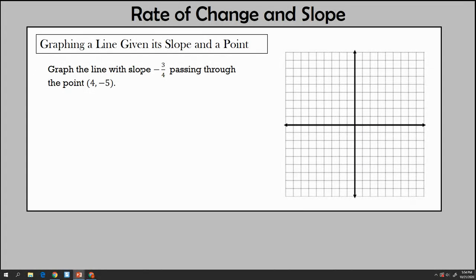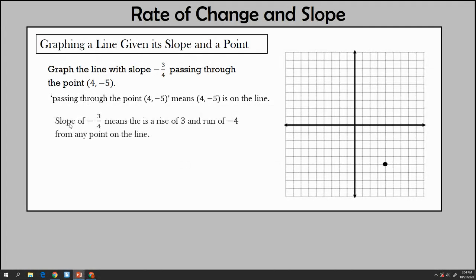All right. So the graph of the line has got a slope of -3/4 and goes to the point 4, -5. So now they're not giving us the intercept, but they're giving us a point. And that's going to be our starting point. So when they say passes through the point 4, -5, that means the point 4, -5 is going to be on my line. There's my starting point, 4, -5.